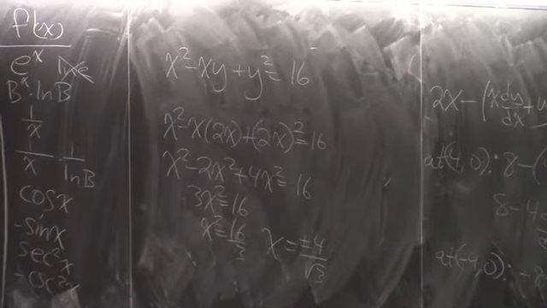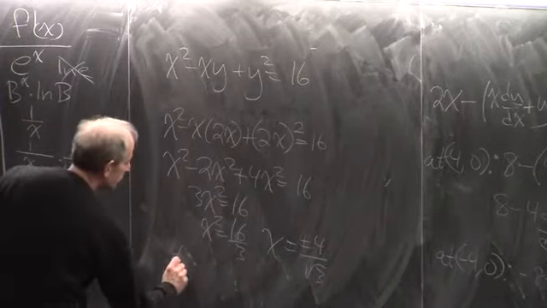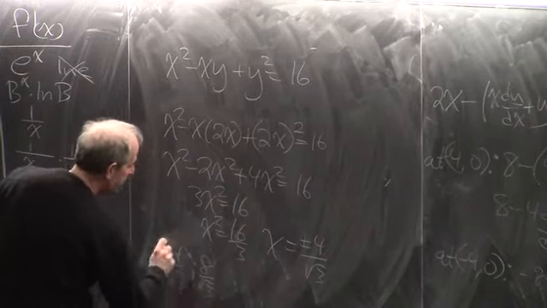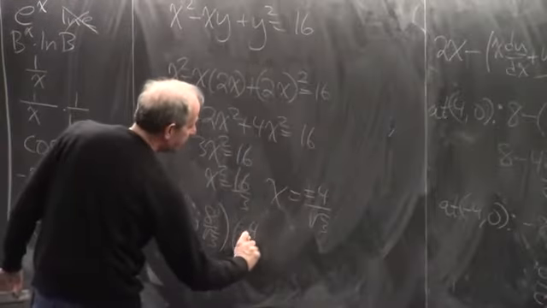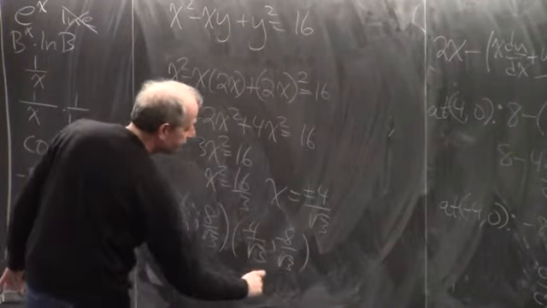That's the x coordinates. You have to plug back in to get the y coordinates. Well, the y coordinates are just 2 times the x coordinates. So you get 4 over the square root of 3, 8 over the square root of 3, and negative 4 over the square root of 3, negative 8 over the square root of 3.